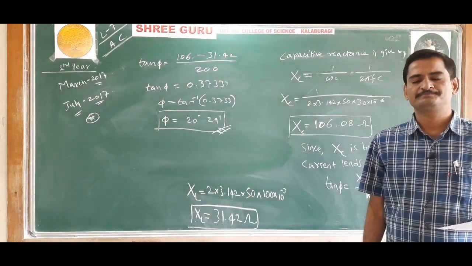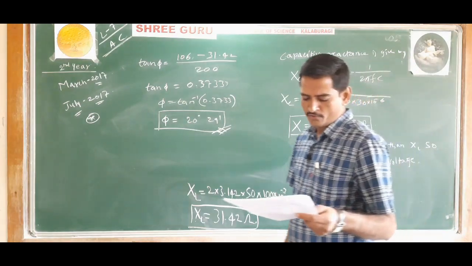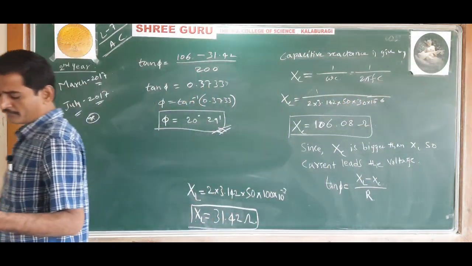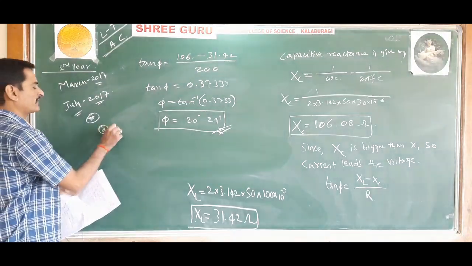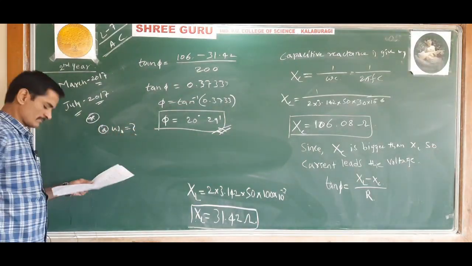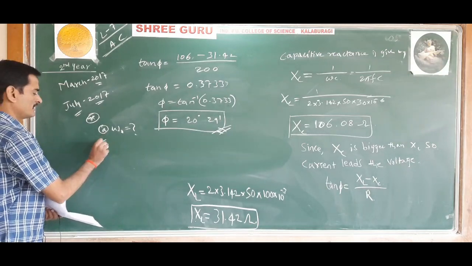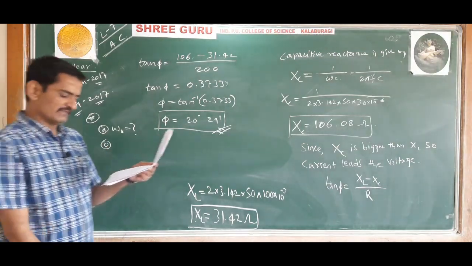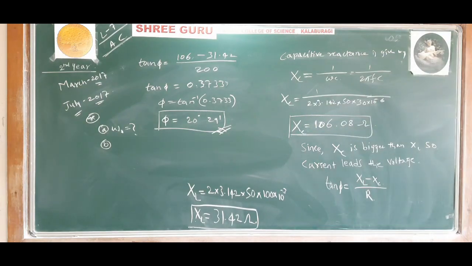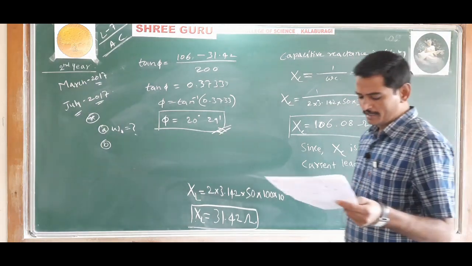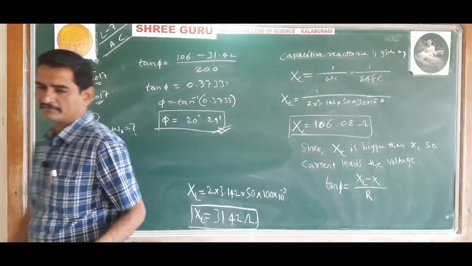Next line A. Find the resonant frequency, that is omega naught is equal to question mark. B. Calculate the impedance, current and power dissipated at the resonance.